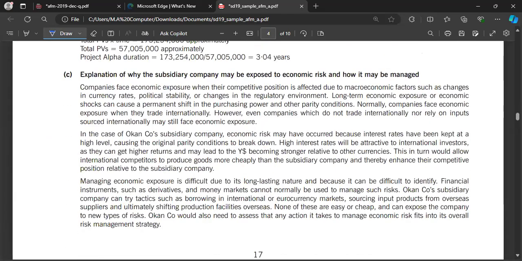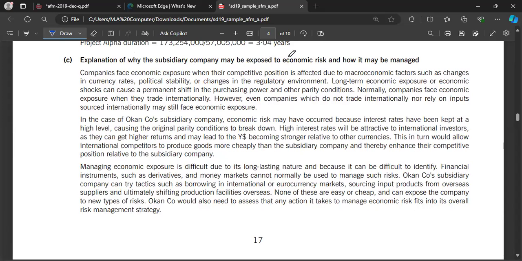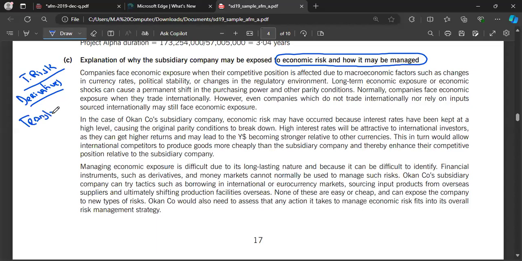Now the last part of the question. Now guys, remember in your course, the examiner will be asking you about the 3 types of risk. One is known as transaction risk. To manage this transaction risk, we apply derivatives, like forwards and futures. Then there was translation risk. The translation risk is just a bookish entry. And the third one is economic risk.